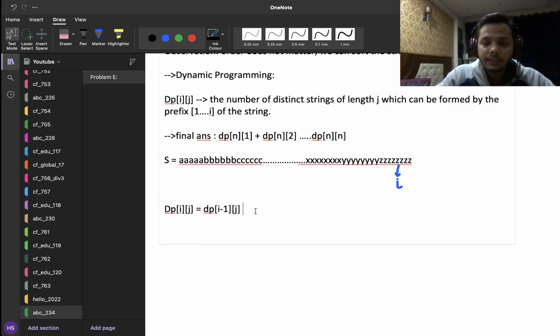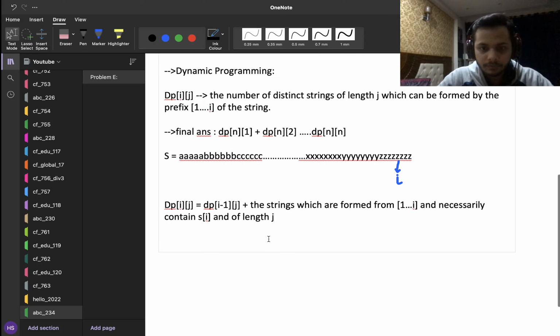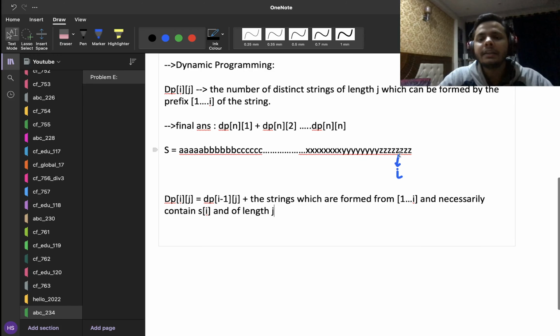Now the other things which are left is that the strings which are formed from the prefix 1 to I and necessarily contain s of I and are of length j, right? Because if a string does not contain the ith character, then it just becomes a string which is formed by the prefix of length I minus 1, which is already included in dp of I minus 1j, right? So yeah, that's one thing.